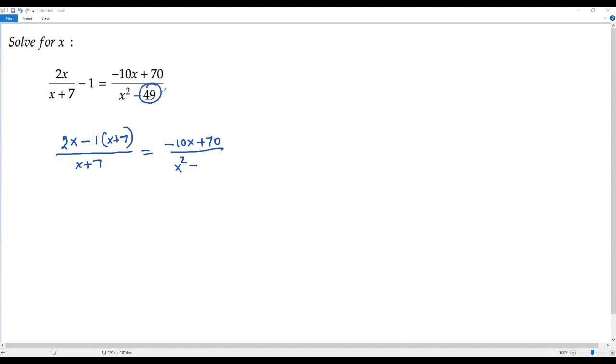So this 49 is a perfect square. It can be written as 7². Why should I write this 49 as 7²? There is a reason. Let's consider an algebraic identity: a² - b² = (a + b)(a - b). Here we have a difference of two squares. Whenever we have a difference of two squares in this form, a² - b², it can be written in factor form, that is (a + b) times (a - b).